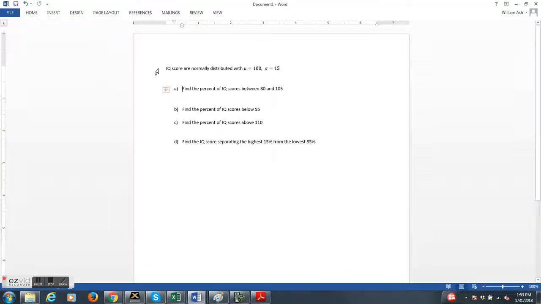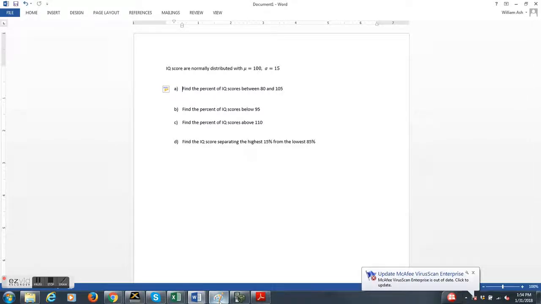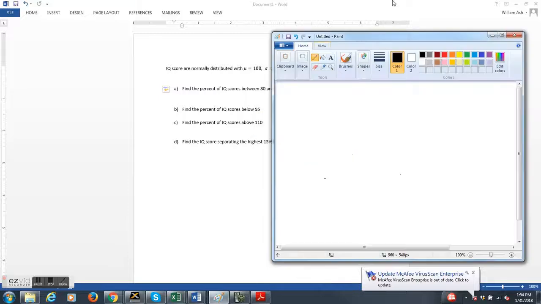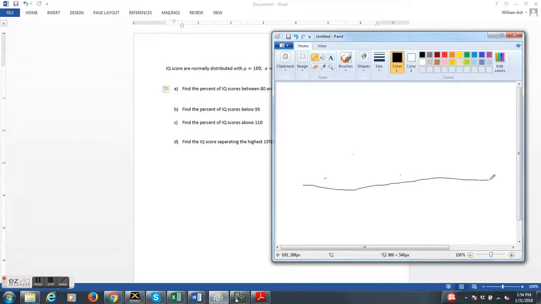So I'm going to do it with IQ scores because I happen to know these numbers. So I say they're normally distributed, the mean is 100, and the standard deviation is 15. So we want to find the percent of IQ scores between 80 and 105. I always like to go from a picture, so I'm going to do my best to use this Microsoft Paint. So bear with me, it's going to kind of suck. So there's my straight line, and here is my curve. 100 is right there in the middle.